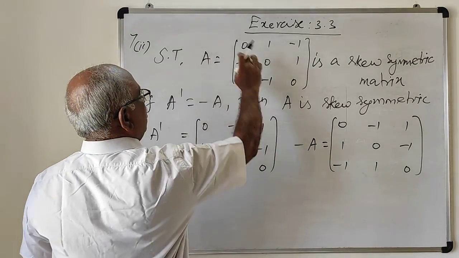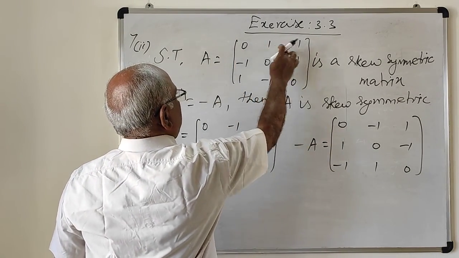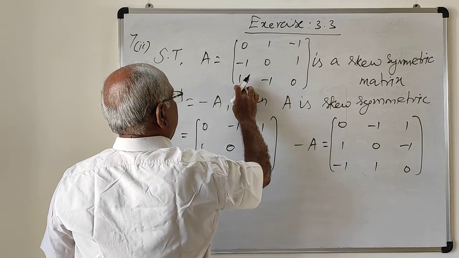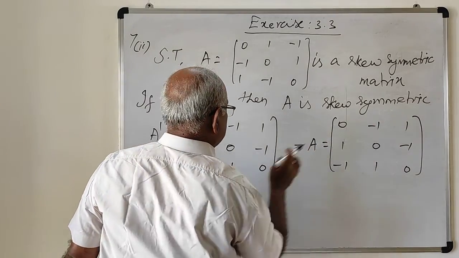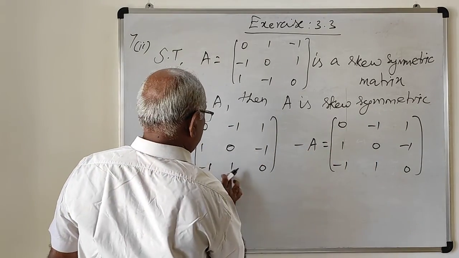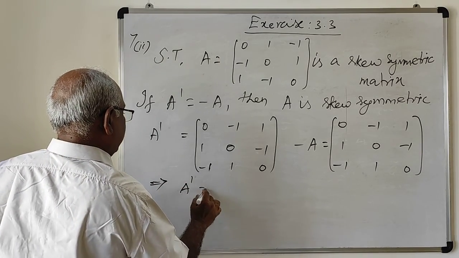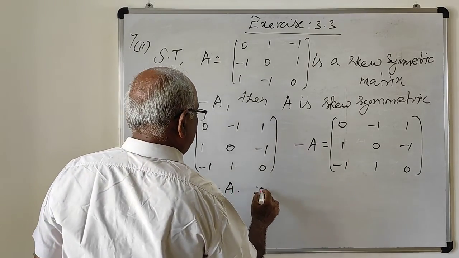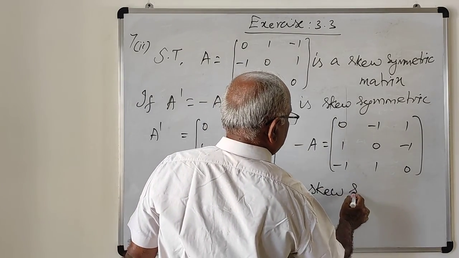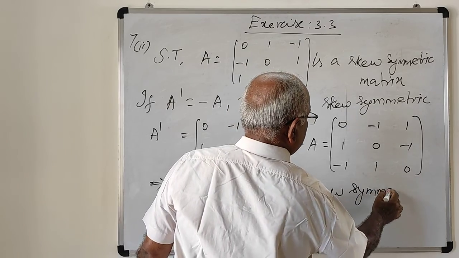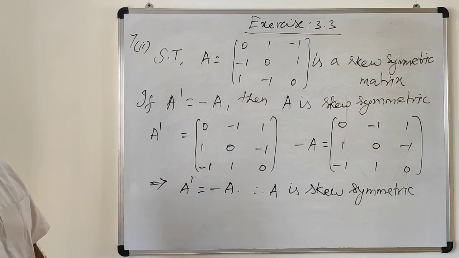After multiplying A by minus, we get 0 minus 1 1, 1 0 minus 1, minus 1 1 0. This is nothing but A dash. Therefore, A dash equal to minus A. Therefore, the given A is skew symmetric. That's all about the problem. The given matrix A is a skew symmetric matrix.